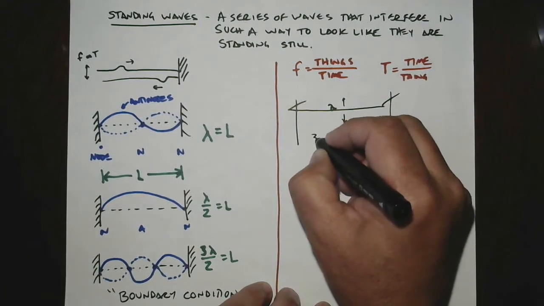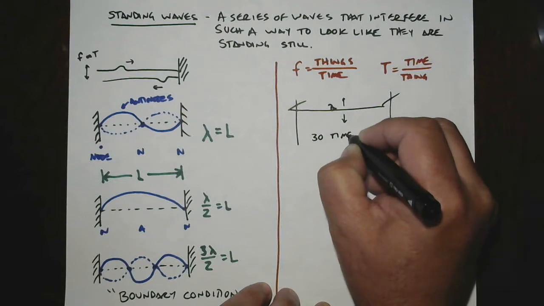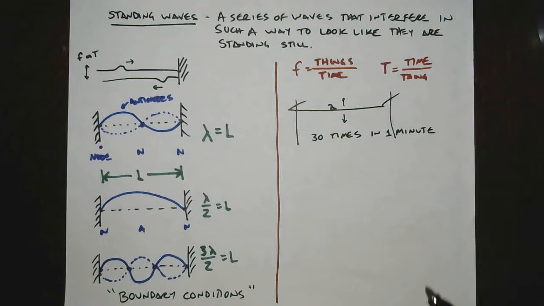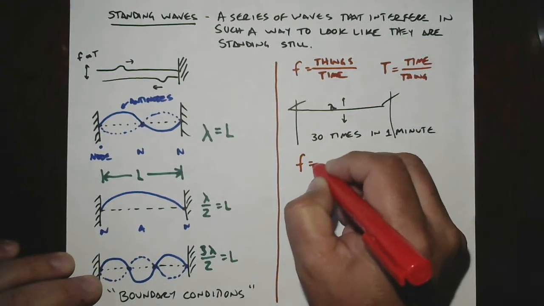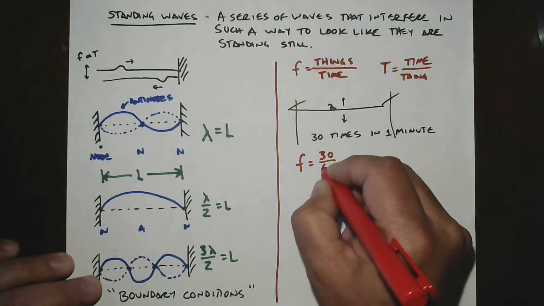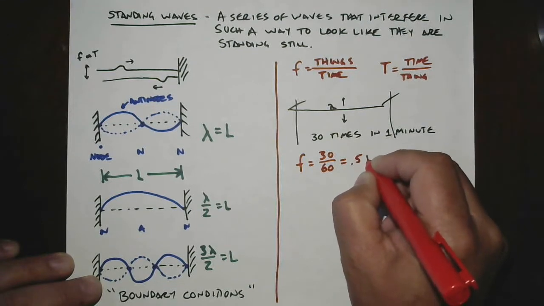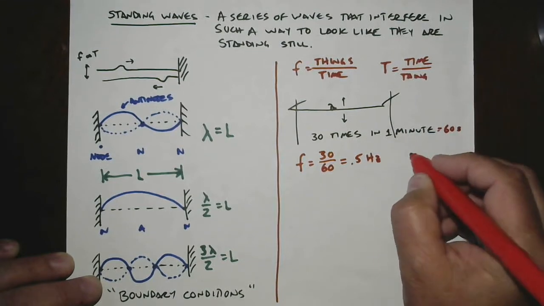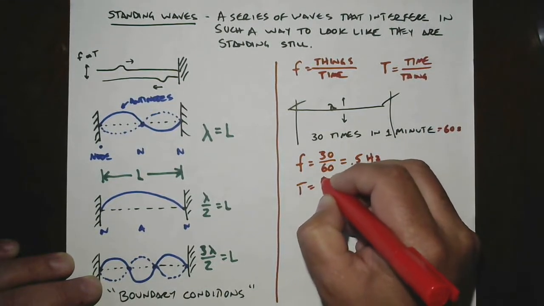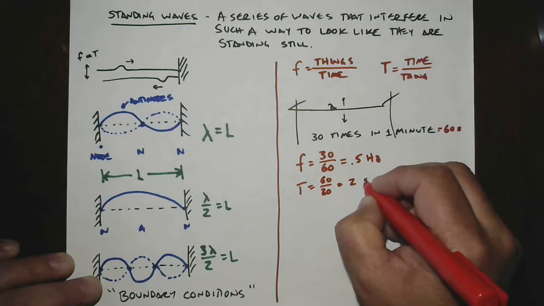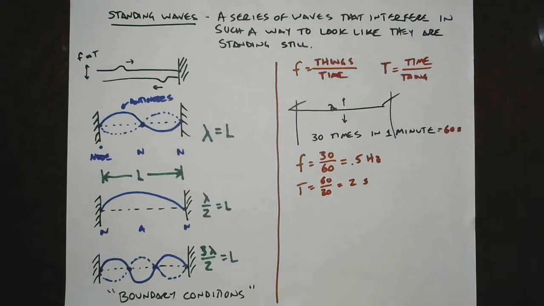And you go up and down 30 times in 1 minute. So, what are your period and frequency? Well, your frequency is going to be 30 cycles, 30 times in 1 minute, which is 60 seconds, which is a half of a hertz. Notice that I turned 1 minute into 60 seconds. And your period is going to be 60 seconds for 30 shakes, or a period of 2 seconds. That's as easy as those calculations are.